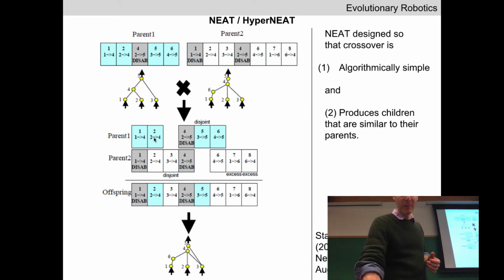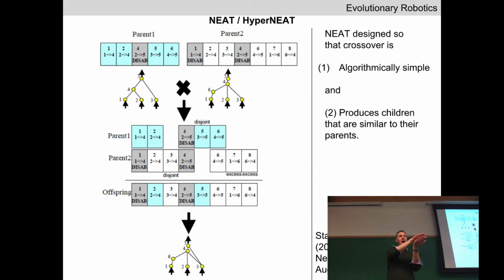Both parents have a copy of synapse 2. Parent 2 has this synapse 3 that doesn't exist in the other parent, so we'll just leave that space blank in parent 1. Line up 4. Parent 1 has 5, but parent 2 doesn't, so we'll leave a little blank there. Line up 6. And parent 2 has these 2 additional or excess genes, 7 and 8.